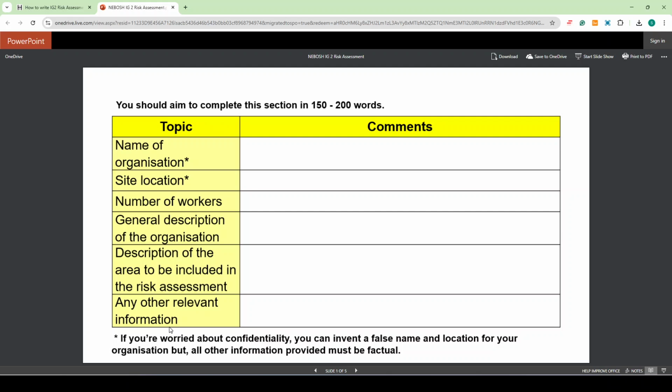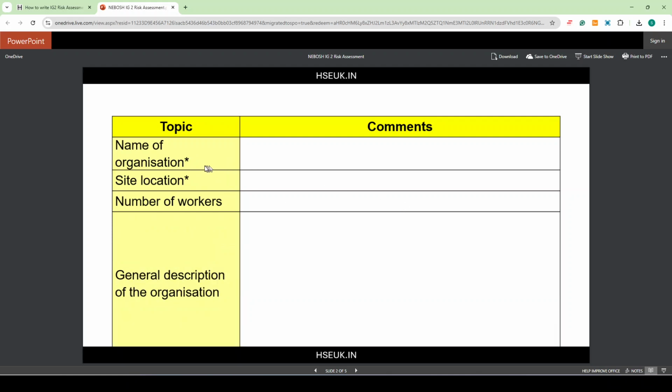If you look closely, you will find that there are two asterisk marks. One is with the name of the organization and the other is with the site location. Below it's mentioned that if you are worried about the confidentiality, you can invent a false name and location of your organization, but all other information provided must be factual. So here you can choose any imaginary name and any imaginary location of the organization for which you are writing the report. That's all.